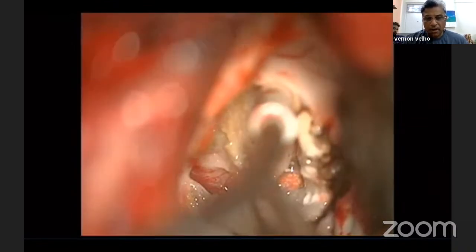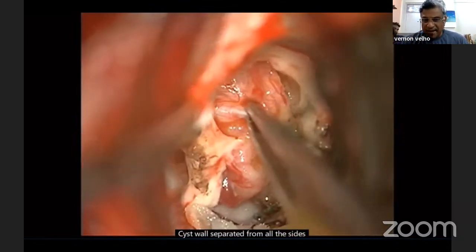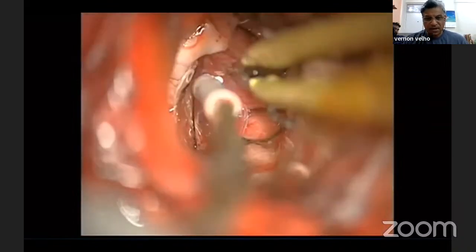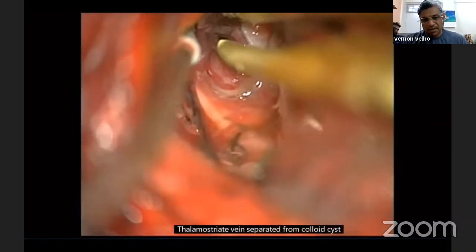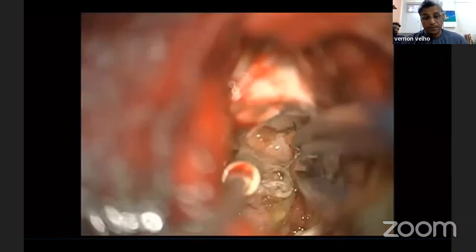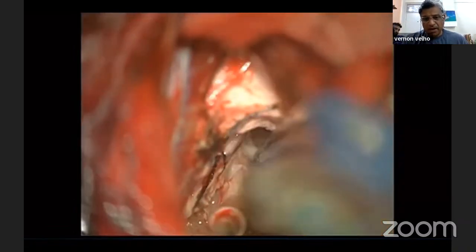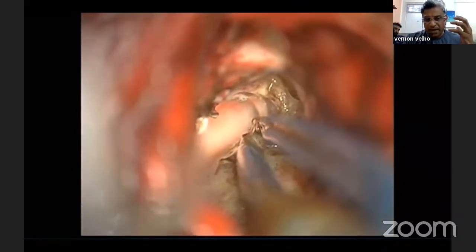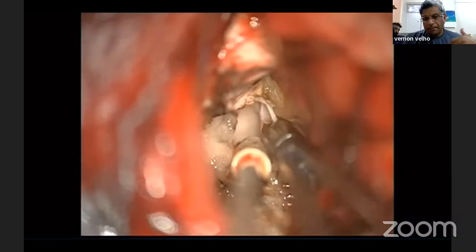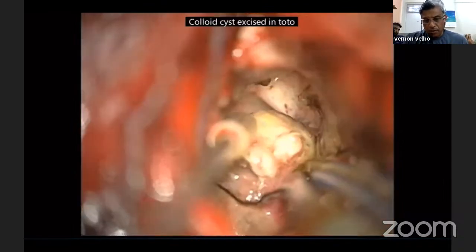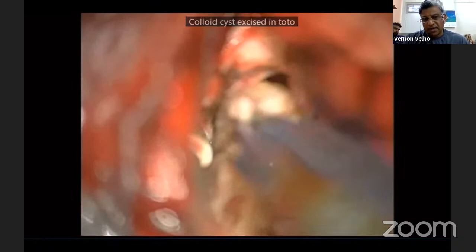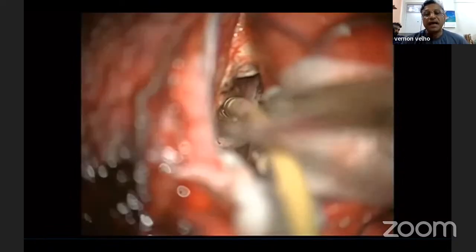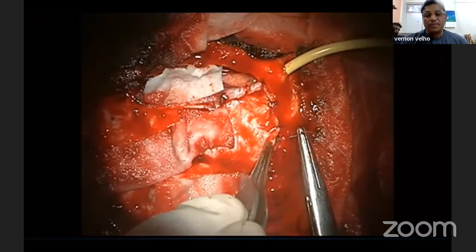You see the choroid plexus is lining the colloid cyst, so you have to dissect it with both hands. You have to disconnect the vessels, which is very, very important. Here you have sucked out all the colloid first, and then you attack the wall. In endoscopy, the irrigation lets the colloid go here and there. You have to remove it in one complete piece. We leave a drain for 48 hours and then we close.